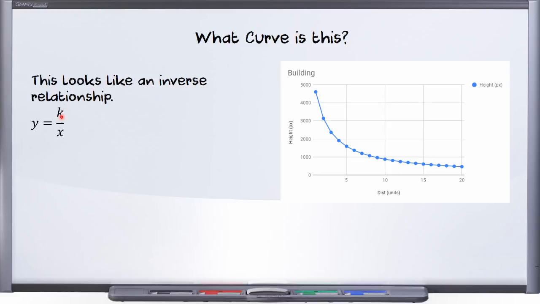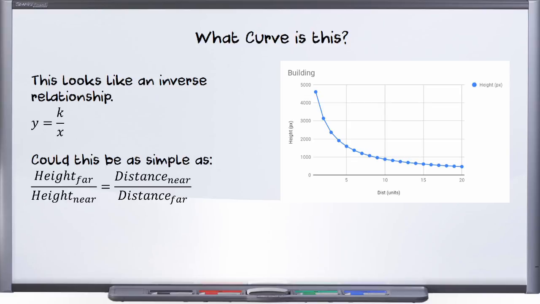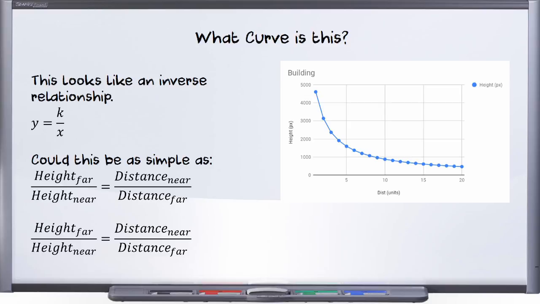Some kind of division. And I'm wondering, could this be as simple as the apparent height of the object is inversely proportional to the distance from the viewer? Meaning, if the object in the far distance is twice as far as the object in the near distance, the apparent height of the far object is 1/2 that size. Or, for example, let's say the far object was 10 times farther away than the near object. The apparent height of the far object is 1/10 the size of the near object.